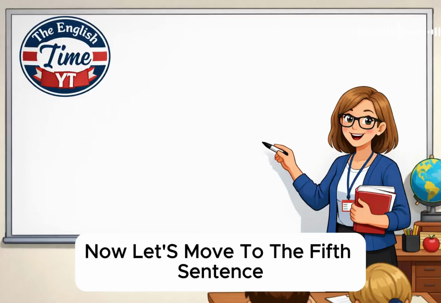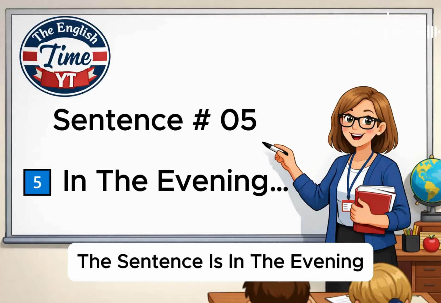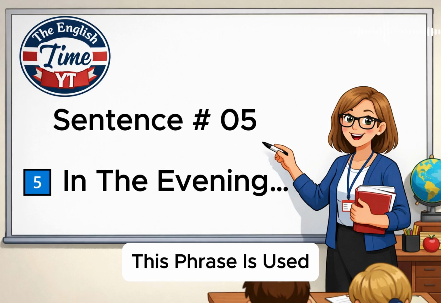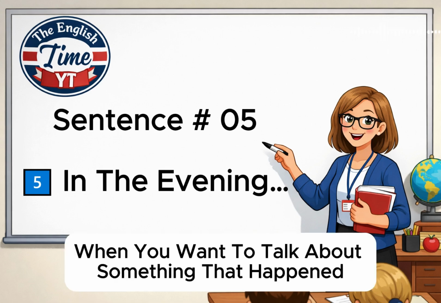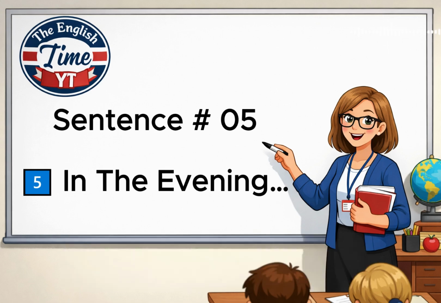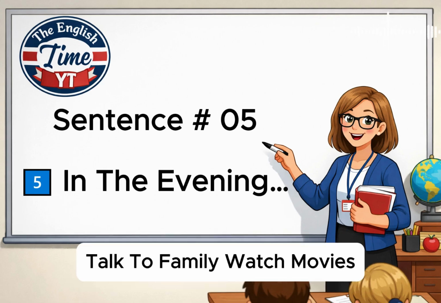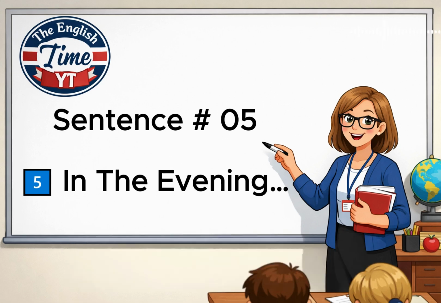Now let's move to the fifth sentence. The sentence is in the evening. The key phrase here is in the evening. This phrase is used when you want to talk about something that happened during the evening time. Usually, this is the time when people relax, talk to family, watch movies, or finish their work. Let's look at some examples.